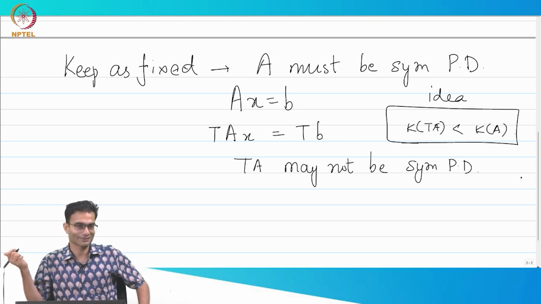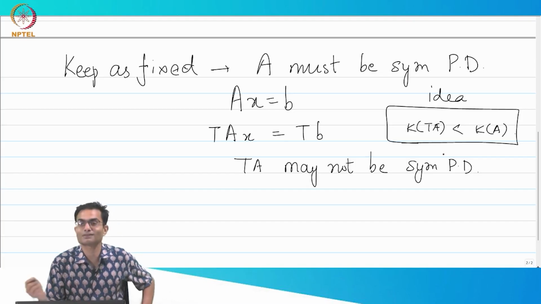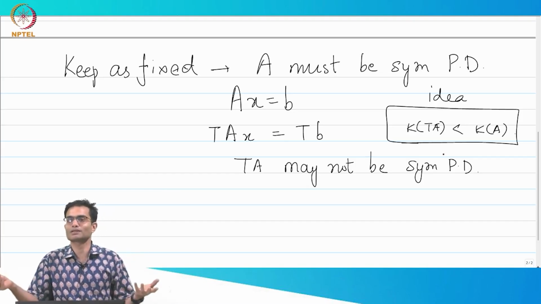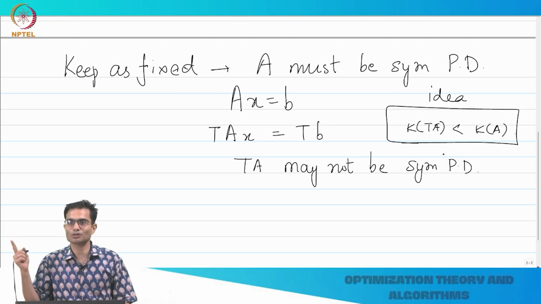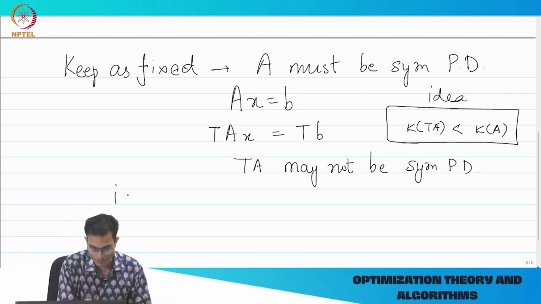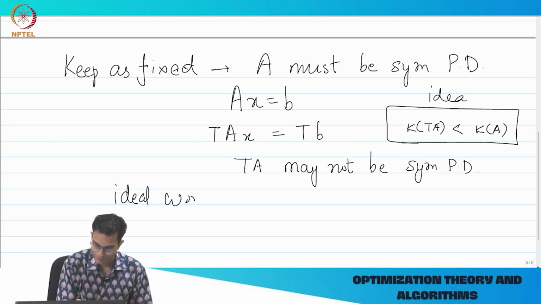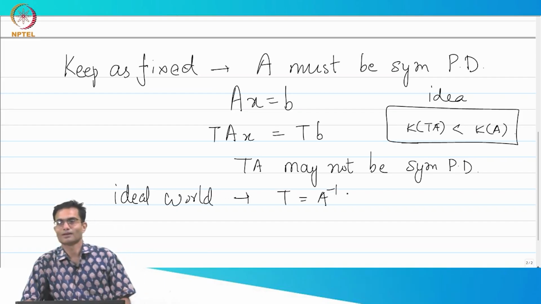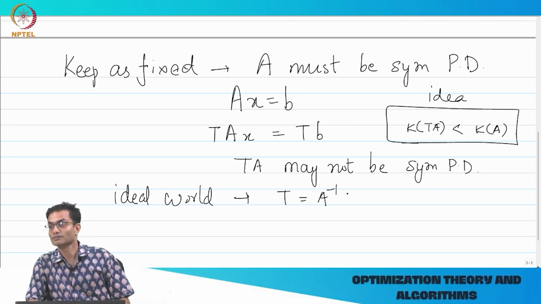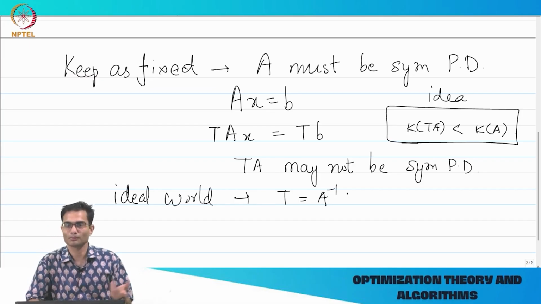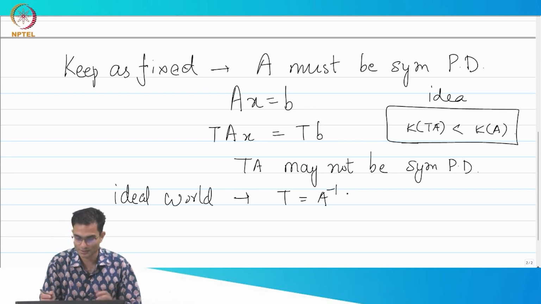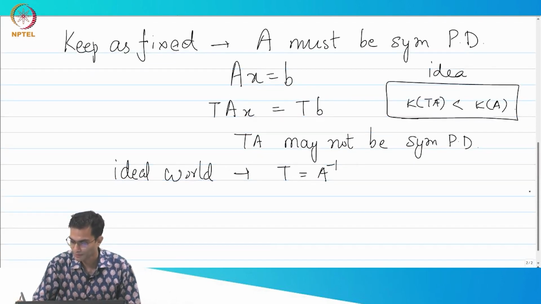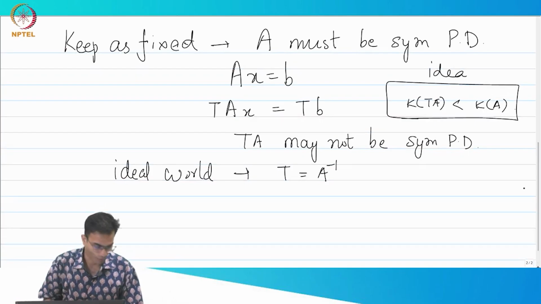A inverse. Right? What is the best condition? In another word, what is the best condition number I can get? 1. 1 is possible only if T is A inverse, right? So in the ideal la la land, T is equal to A inverse. And in this ideal world, this is ridiculous because if I already knew A inverse, there is no problem left, right? So this does not work. However, that gives us an idea of what we could do.